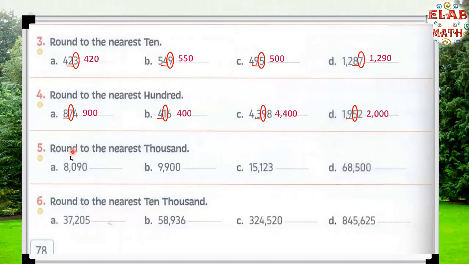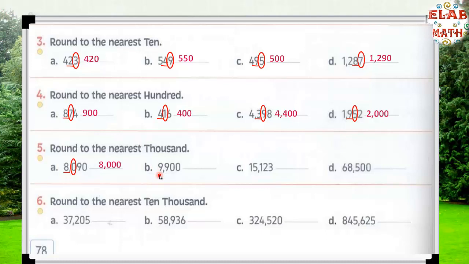2000. Next one, round to the nearest 1000. Nearest 1000, where is thousands place? Here 8 is the digit in thousands place, and circle the next digit from the right side. We have 0.